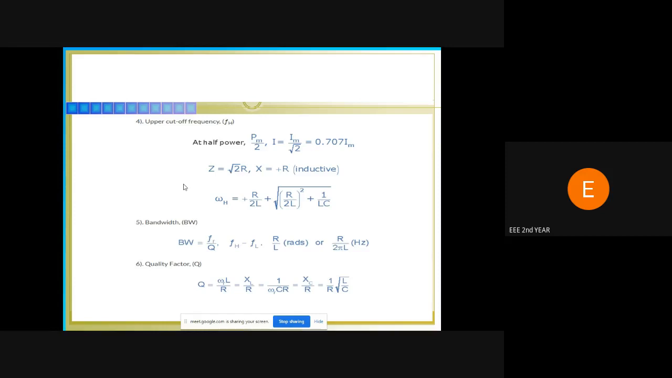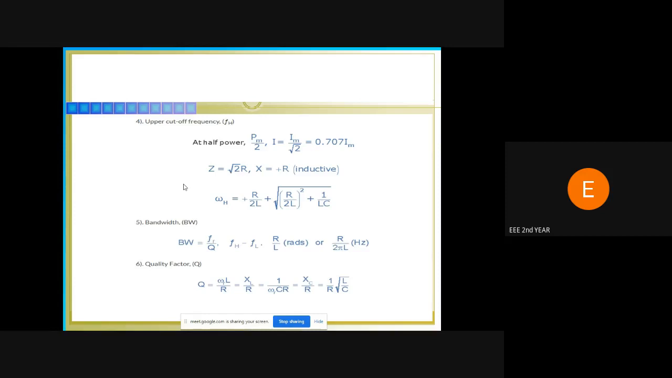So the bandwidth is the range between fh and fl, right? That will be expressed as the resonant frequency f divided by Q, or fh minus fl. That is in terms of radians. Then the quality factor, which is nothing but the Q factor.